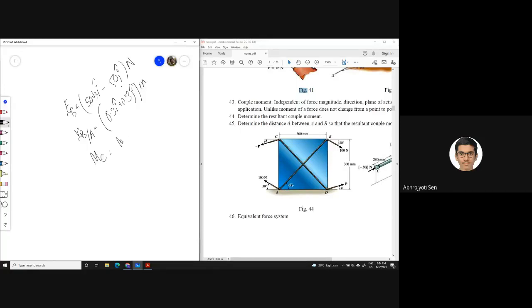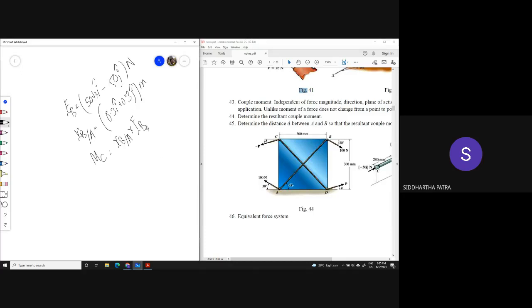Sir, we can do the same thing for A, right? We can do the entire thing with respect to A, or you are saying that take the position vector of A and take the cross product on the force at A, and R of A with respect to B? Yes, you are supposed to get the same value. If you are getting a different value, then there is a calculation mistake.